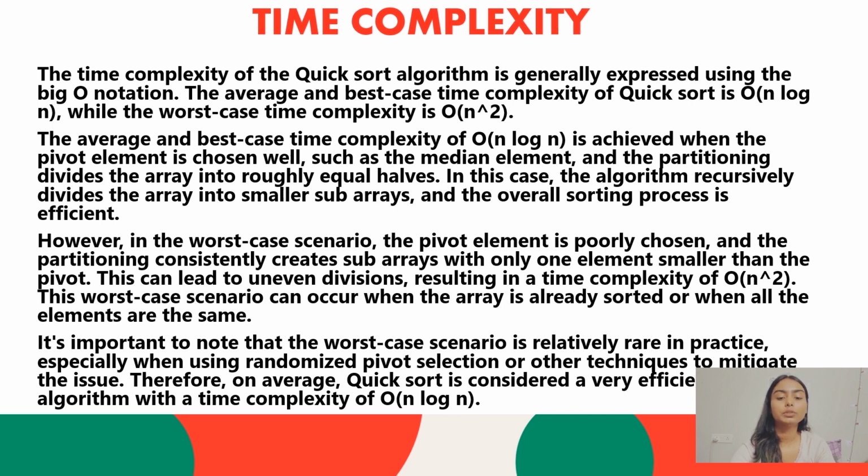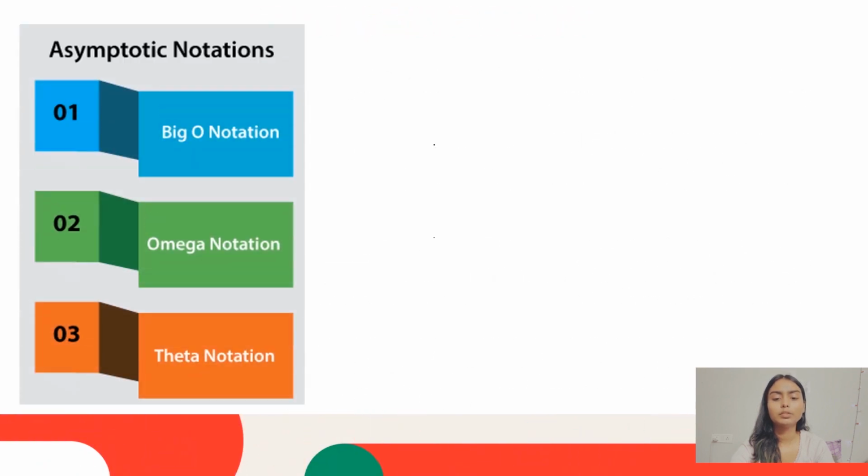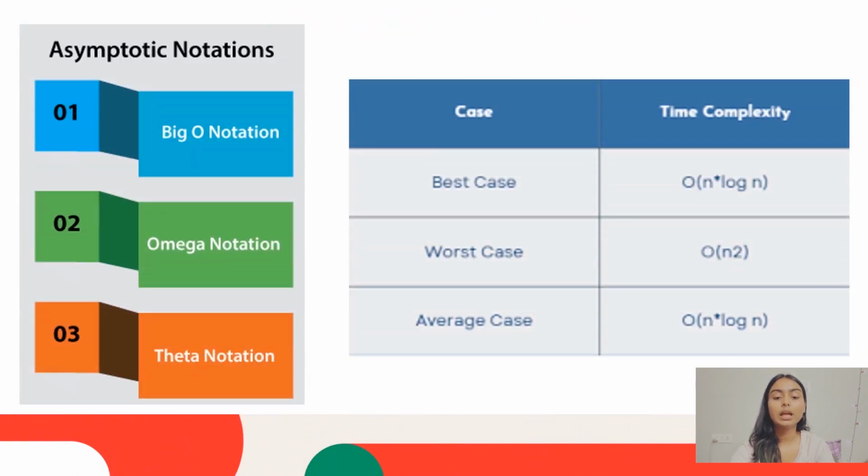It's important to note that the worst case scenario is relatively rare in practice, especially when using random pivot selection or other techniques to address this issue. Therefore, on average, quicksort is considered a very efficient sorting algorithm with a time complexity of O(n log n). So here are some examples of this time complexity, and here we can see that there is big O notation, omega notation, and theta notation. The best case is n log n, the worst case is O(n^2).